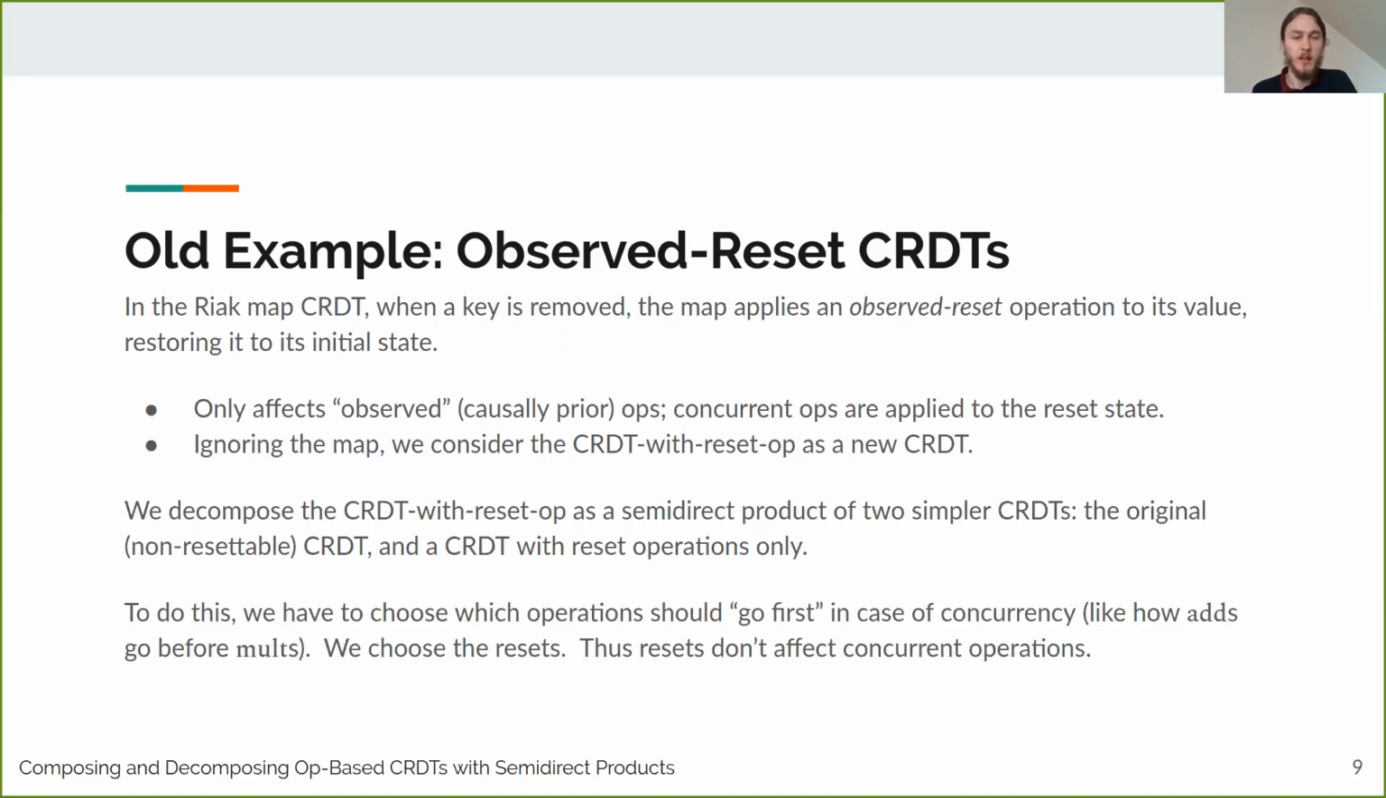Okay. So to make our semidirect product, we have to choose which CRDT's operations should go first in the case of concurrency, like how we had to choose that add should go before mult in the previous example. So what we do is we choose the resets, and this means that if you have a reset operation concurrent to a non-reset operation, the reset will go first, and so the normal operation will go later and not get destroyed by the reset. This gives us the absorbed reset semantics. Having made this choice of which operations go first, the rest of the construction is pretty easy. The semidirect product does most of the design work.